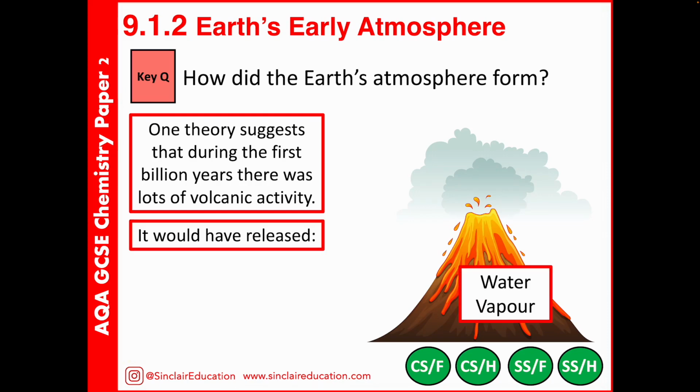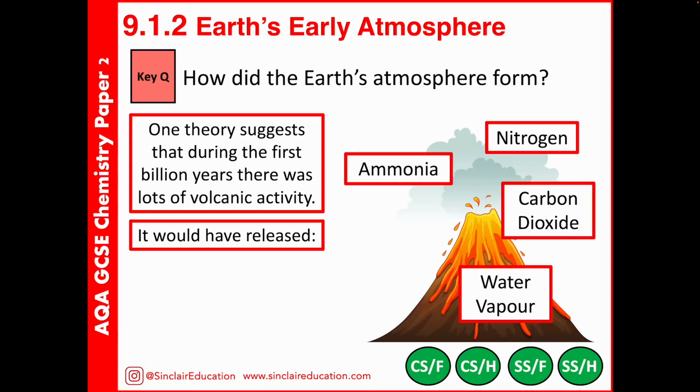Now, with volcanic eruptions, we have a huge amount of water vapour released, some nitrogen, ammonia is also released, and huge proportions of carbon dioxide and methane. This is what we see being released in volcanoes today, and so it's a fair assumption that this is what was released from volcanoes then.